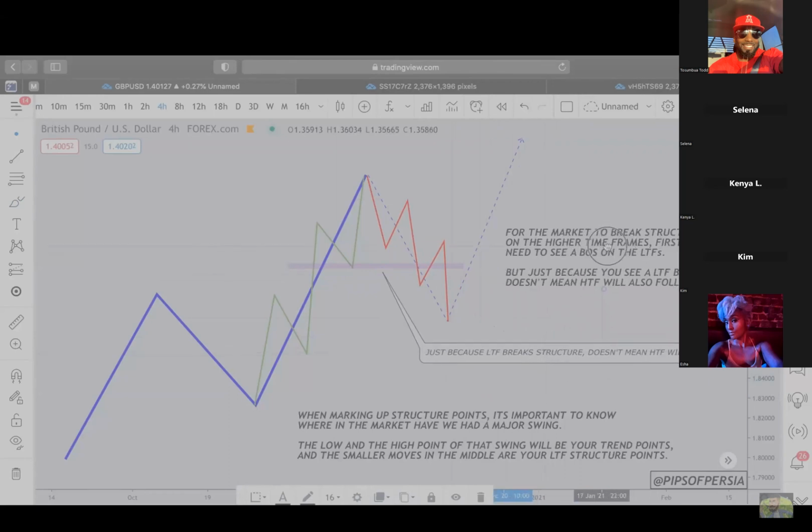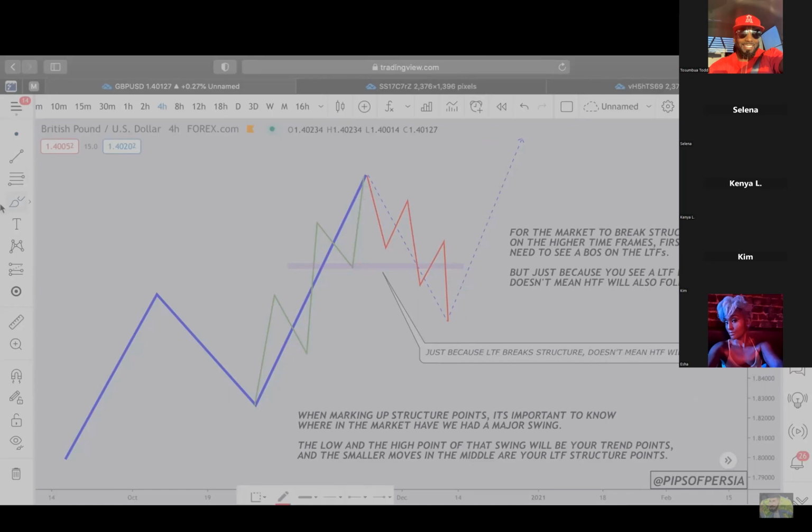And take this into consideration as well. For the market to break structure on the higher time frames, so let's say for the market to break structure on the 4-hour time frame, first we need to see a break of structure on the lower time frames. So before it breaks structure on the 4-hour time frame, it needs to break structure on the 1 hour, it needs to break structure on the 15-minute, it needs to break structure on the 1-minute time frame. But just because it gives you a lower time frame break of structure, this does not mean that your higher time frame trend will also respect that.